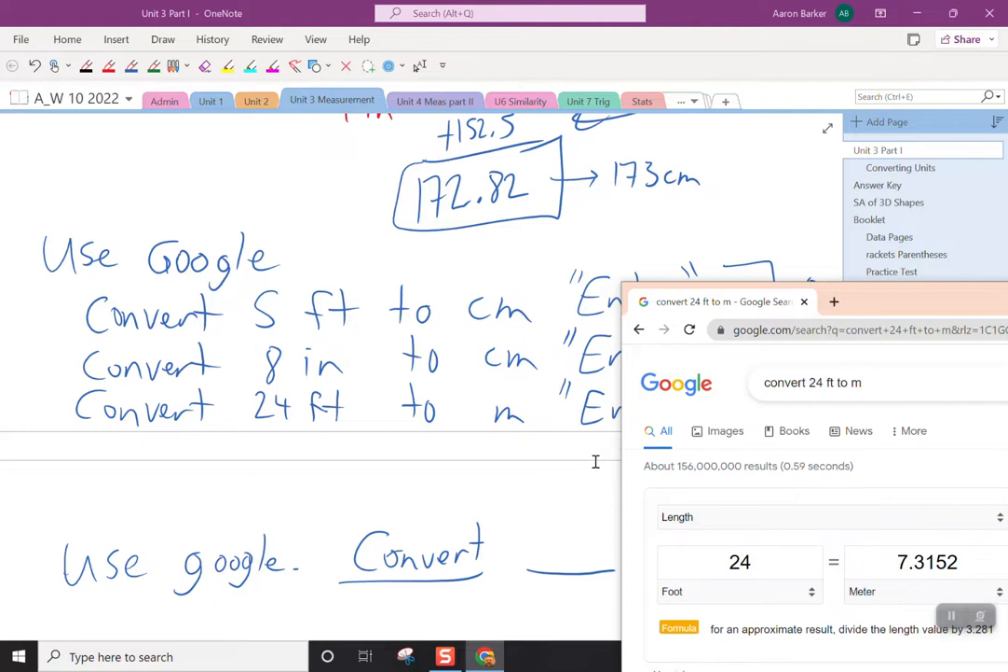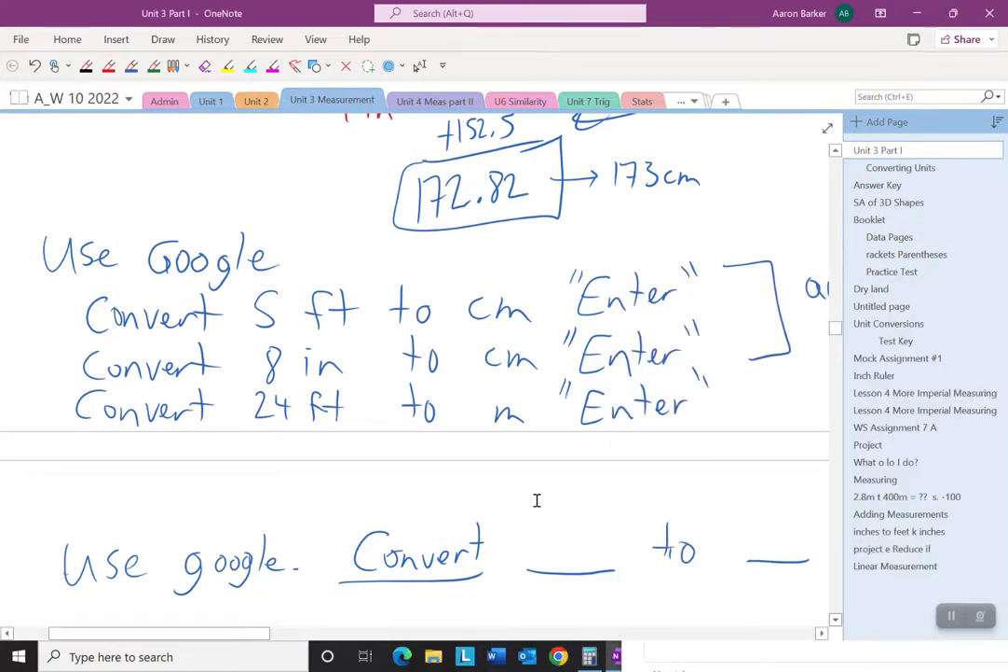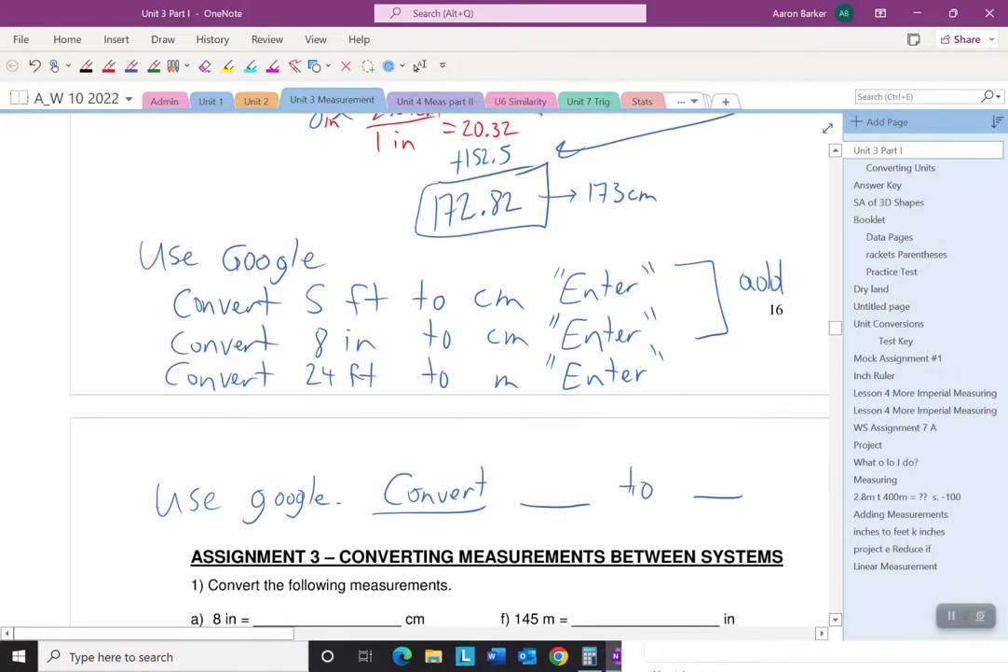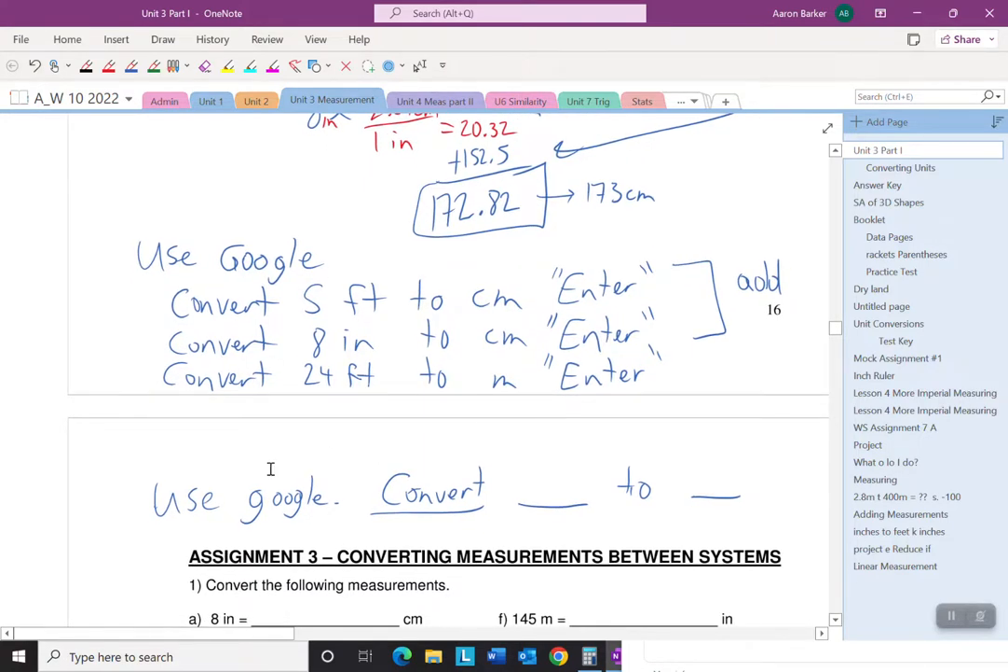Okay. Any questions? So I want you to write this on top of your assignment: Assignment number 3. Write that down. Use Google. I know it's really hard. Use Google, and then you want to type in, I'll even do quotation marks to make it official, convert blank to blank. Okay? And it's important that you're accurate.